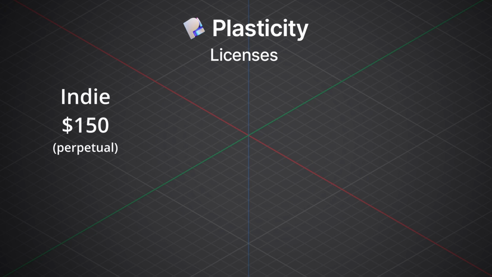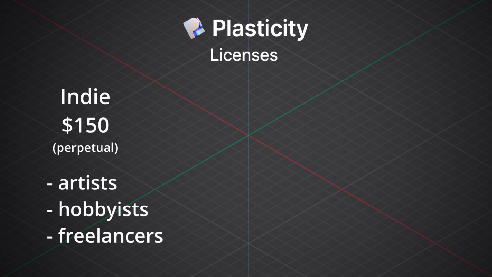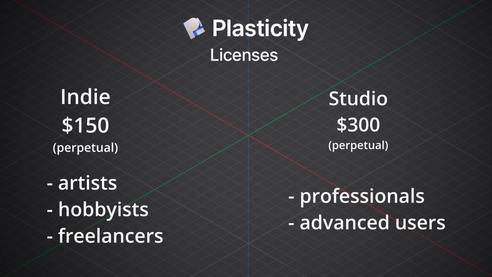So Plasticity has two types of licenses. A perpetual indie license, which costs $150, which is aimed specifically at artists, hobbyists, and freelancers. And the second is the perpetual studio license, which costs $300, which is more aimed towards professionals and advanced users. And both come with a 30-day trial, which is amazing and more than enough to get into this Plasticity universe, right? What's the difference? What is right for you? And why are these prices objectively the best in the whole world in this market?